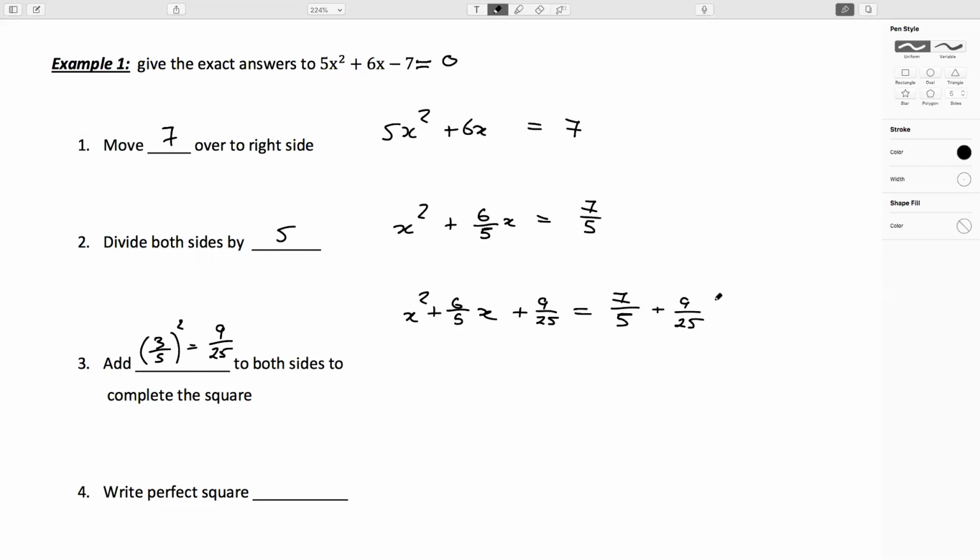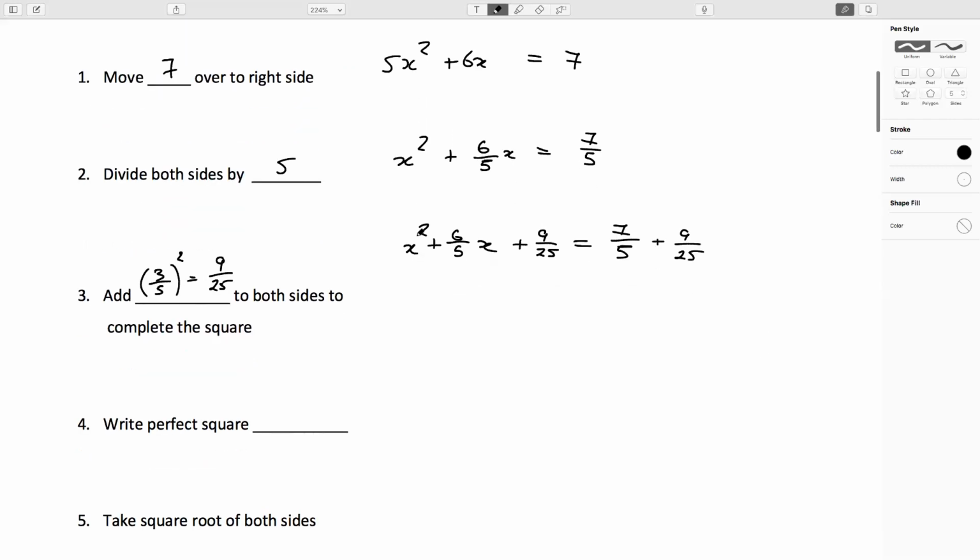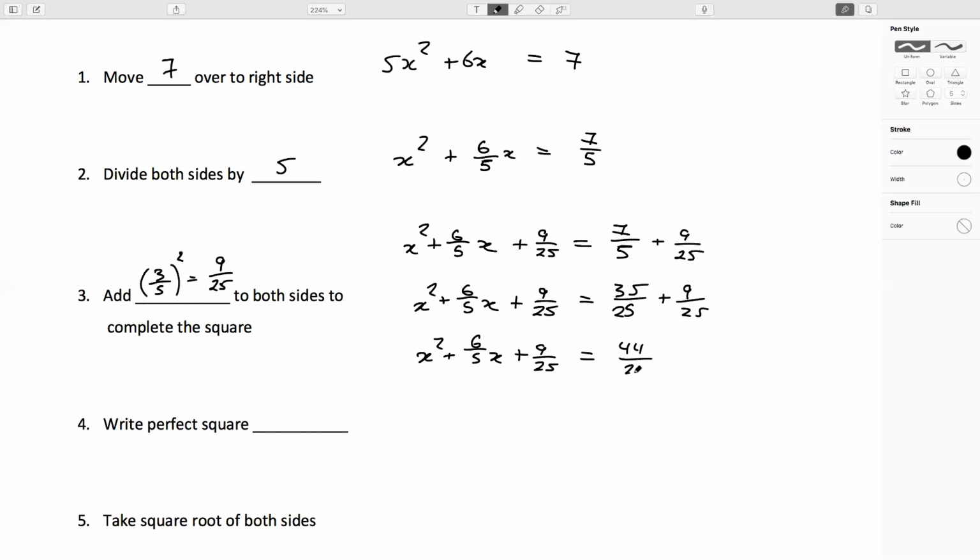I'm then going to take the right-hand side and try to write it as one fraction. So the left stays the same, x squared plus 6 over 5 x plus 9 over 25. On the right-hand side, we have to multiply the first fraction by 5 over 5, which gives 35 over 25 plus 9 over 25. And now, x squared plus 6 over 5 x plus 9 over 25 equals 44 over 25. We just joined these fractions together.